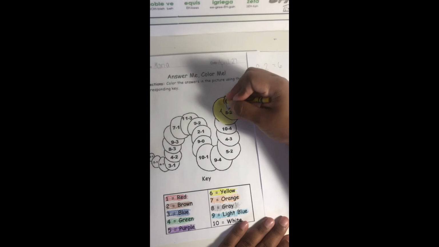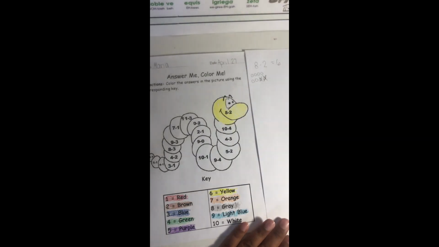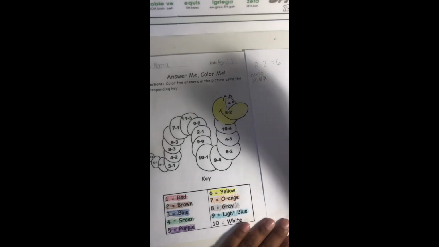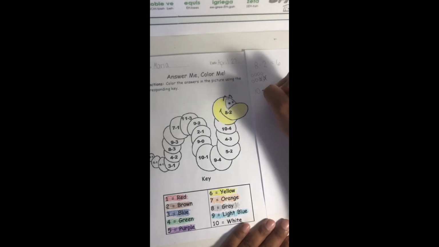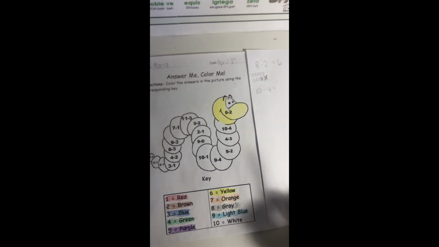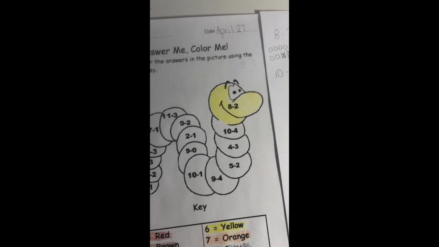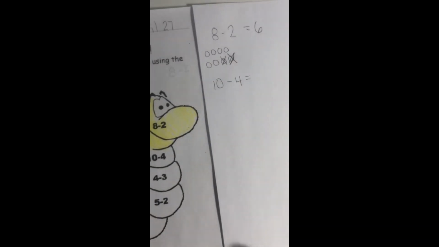Okay, so I went ahead to color it yellow. Okay, so let's go to our next one. Okay, then we have 10 minus 4 equals, how much would that be?